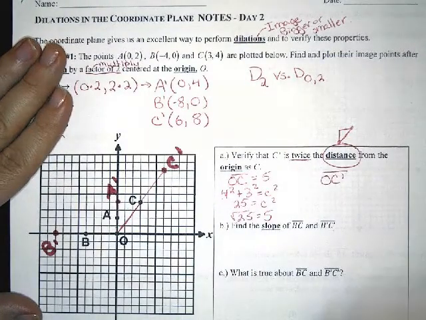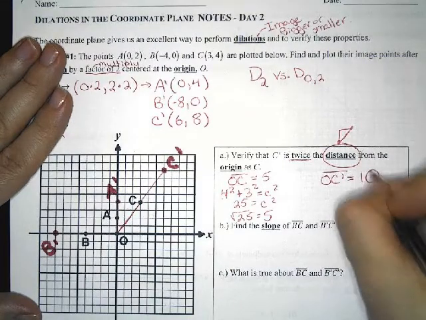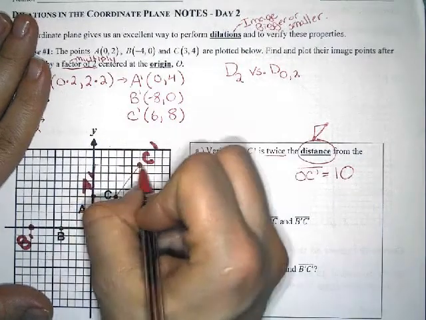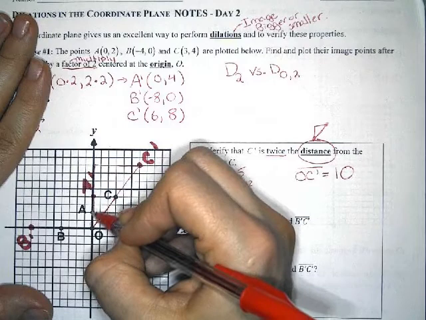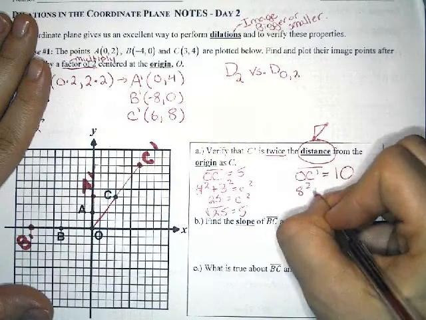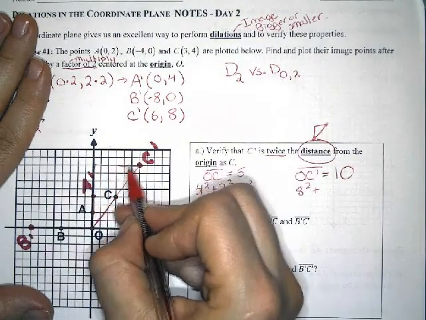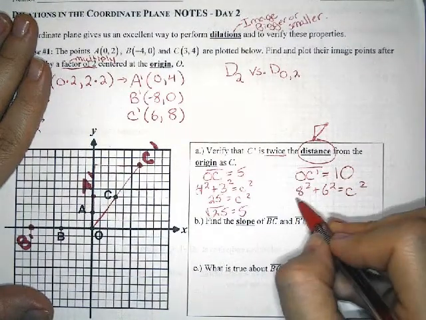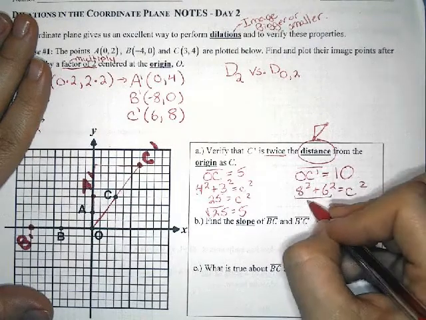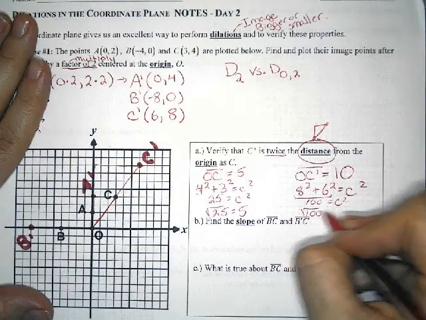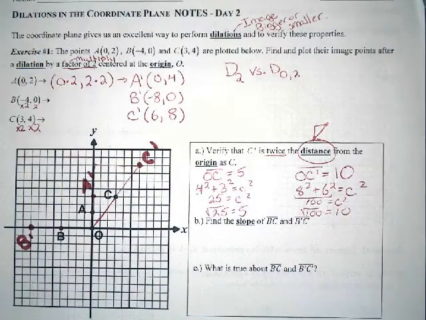Now knowing that, if I did it correctly, I should get a value of 10 here. Let's find that out. Let's calculate the rise, calculate the run. That's a rise of 8, so we're going to do 8 squared plus the run 6 squared. Okay, if you put this part into your calculators, you're going to get 100. And then the square root of 100 is 10. So indeed, the distance is now twice as long.